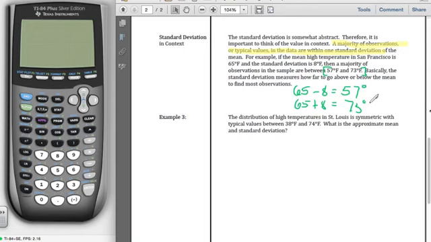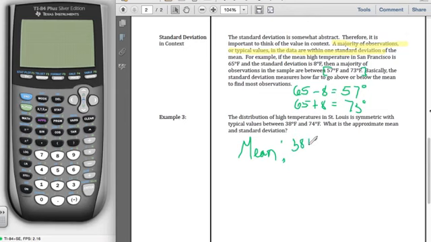Same idea in this final example. The distribution of high temperatures in St. Louis is symmetric, with typical values between 38 and 74. What is the approximate mean and standard deviation? To start with, let's look at the mean. The mean should be the center, what's in the middle of these 2 numbers.